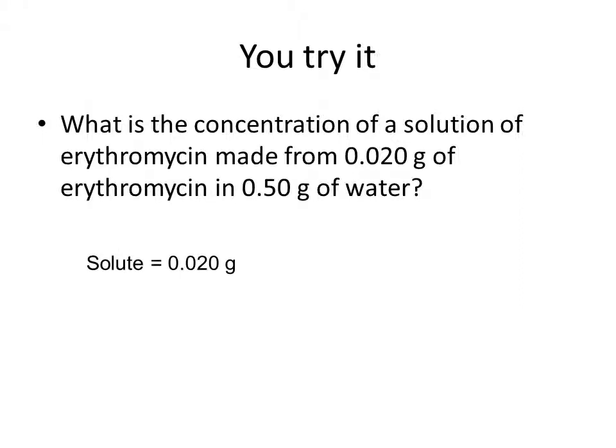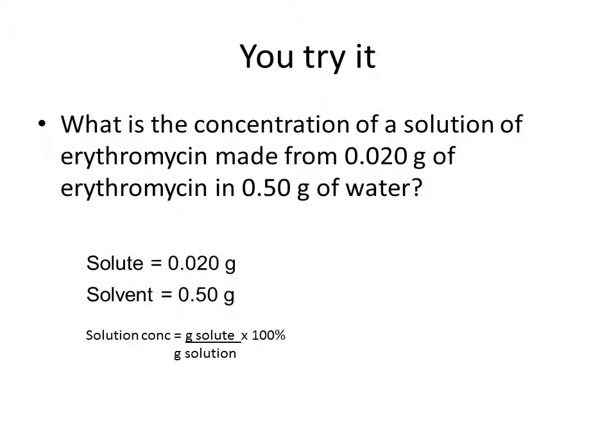So here's the problem in which they're giving you grams of erythromycin and grams of water, and it asks for the concentration. So the first thing you need to do is get all the data out of the problem and set it equal to a variable, because you're going to have to use the formula for the concentration of solution. So we can see that 0.020 grams of erythromycin is the solute. 0.50 grams is the grams of the solvent.